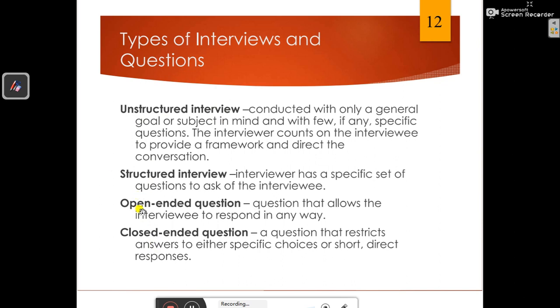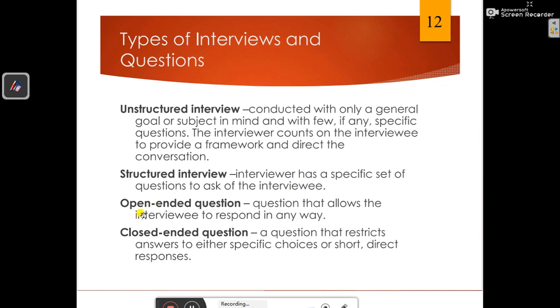What are these? An unstructured interview is conducted with only a general goal or subject in mind, with few, if any, specific questions. The interviewer counts on the interviewee to provide a framework and direct the conversation. So this interview is unstructured, and in that case the subject will be very specific. In a structured interview, the interviewer has a specific set of questions to ask of the interviewee.